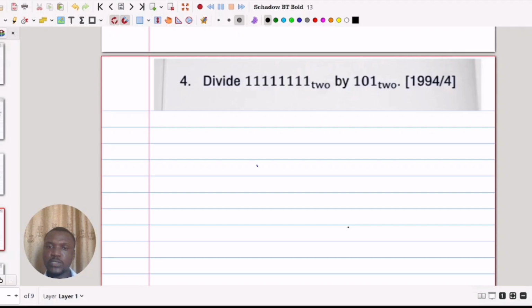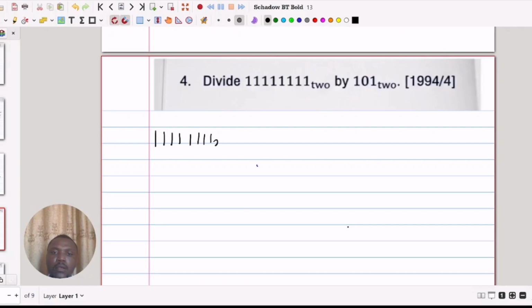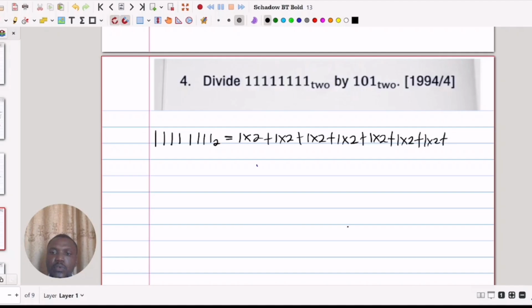There are two methods, but I'm going to use the simplest one for you. So I'm going to change each of them to base 10. Another way of changing to base 10, we'll now take it back to base 2. Look at this. So we have 1, 1, 1, 1, 1, 1, base 2. So what I'm going to do is I'm going to do 1 times 2, 1 times 2, 1 times 2, and so on. Have 1, 2, 3, 4, 5, 6, 7. Let's go, because we have 8 ones there.